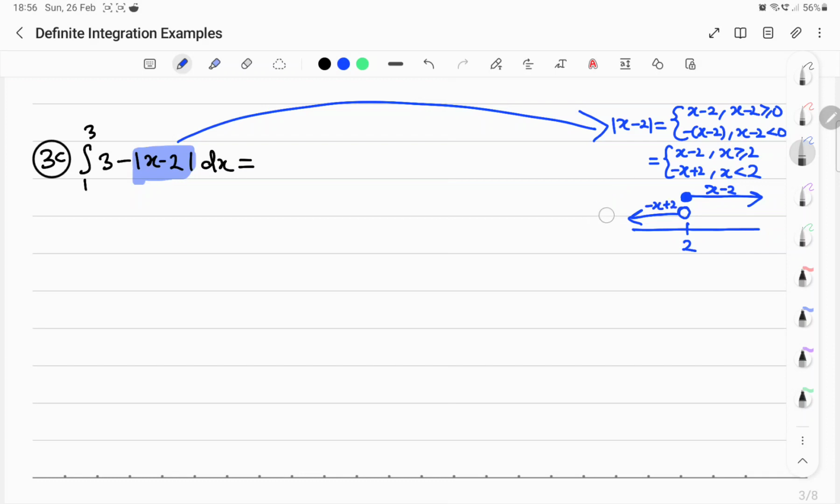Now let's have a look at what the integration involves. We want to integrate from 1, which is the left hand side of 2, until 3, which is the right hand side of 2. So when we shade, the first shading touches the first one over here, which is integration from 1 to 2 of minus x plus 2. Remember this is a part of 3 minus this one, and then put the dx. And then plus the second one.